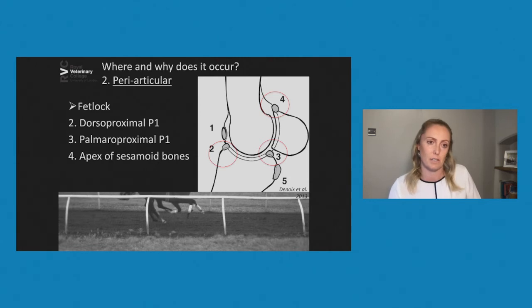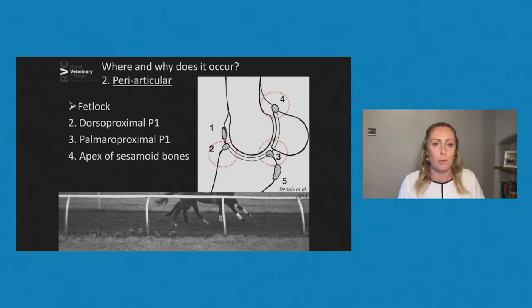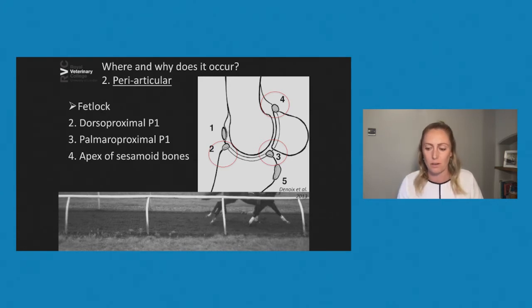Another predilection site is the fetlock, and these commonly occur at the dorsal-proximal aspect of P1, the palmaro-proximal aspect of P1, and the apex of the sesamoid bones, so at each location of the joint margin in this joint.